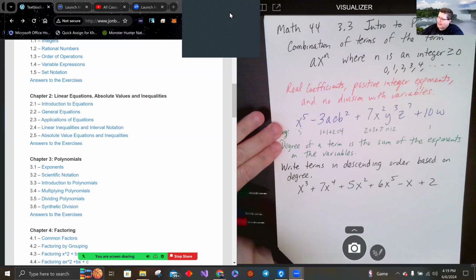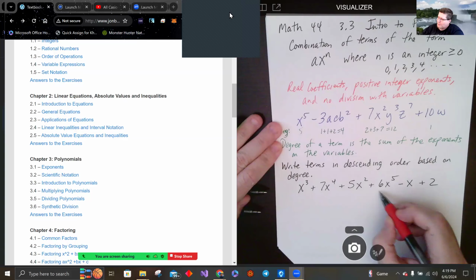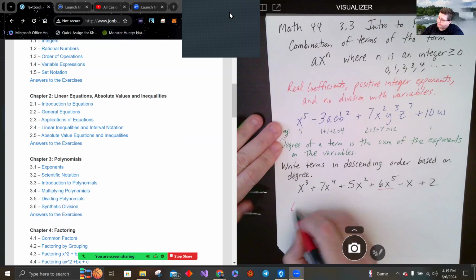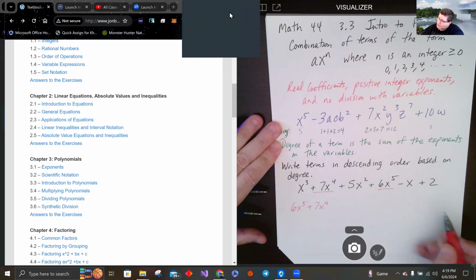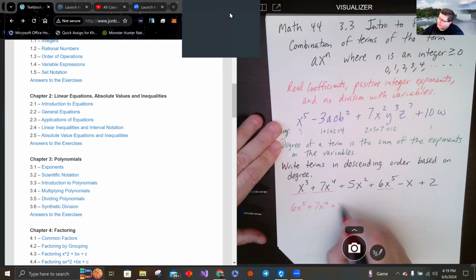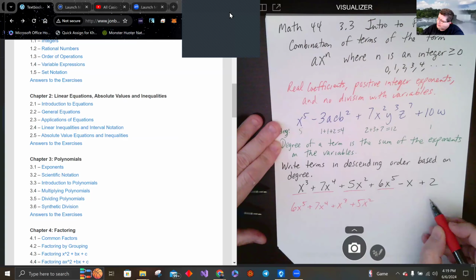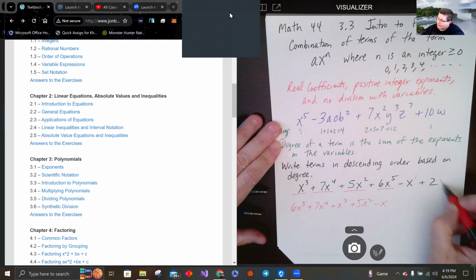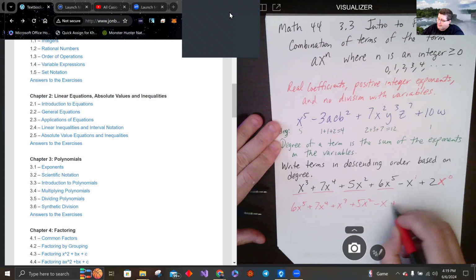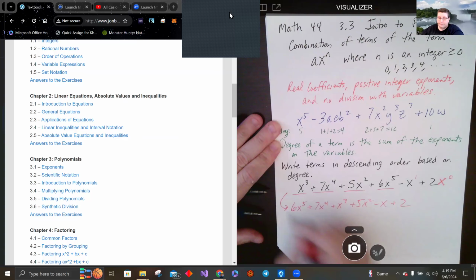So it might help to underline them as you grab them. The 5th power is the biggest one. Then I have 7x to the 4th, x cubed, 5x squared. That's to the first power, and this is like x to the 0 power. So minus x plus 2. That's written in descending order.